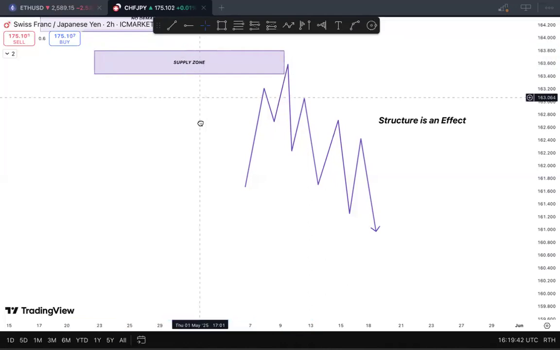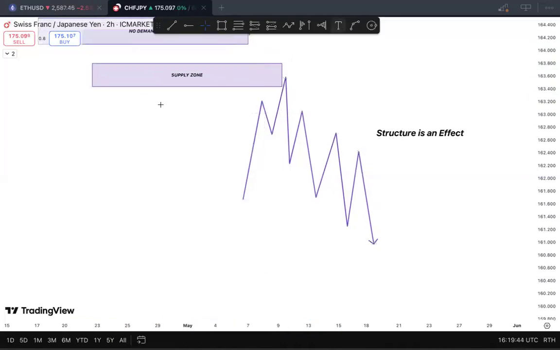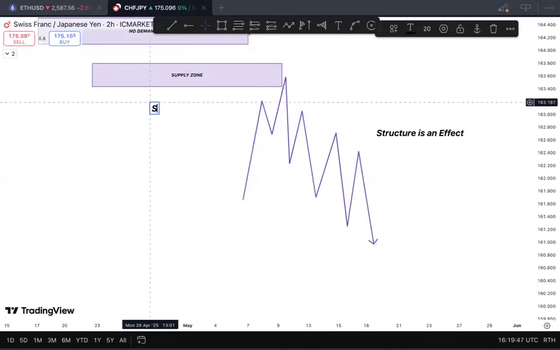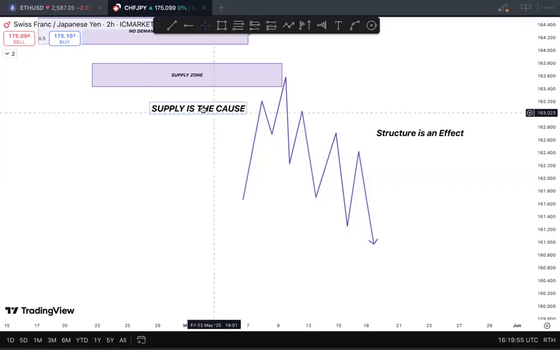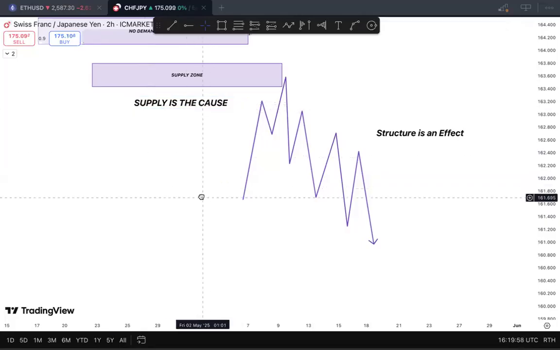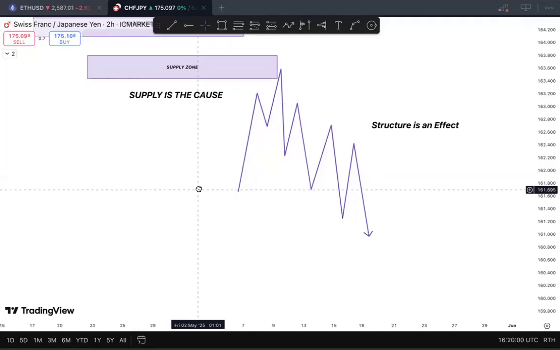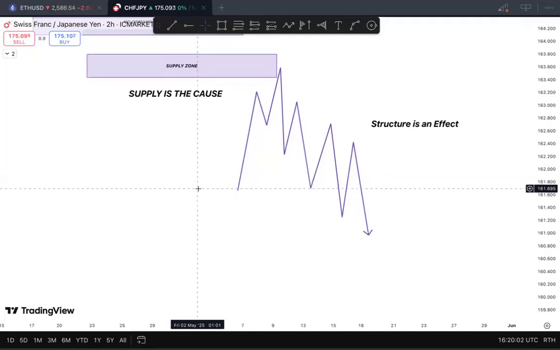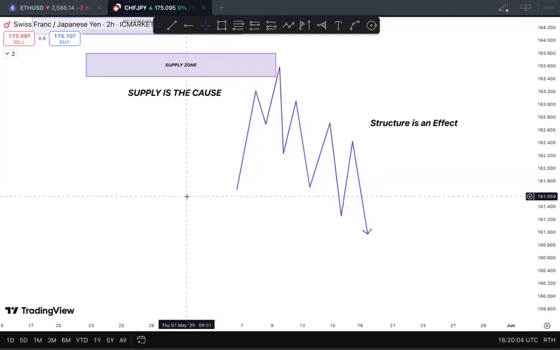Supply is the cost. We are applying the law of cause and effect. Your structure, I said, is an effect. Your supply is the cost. So you don't want to trade an effect without knowing the cost.